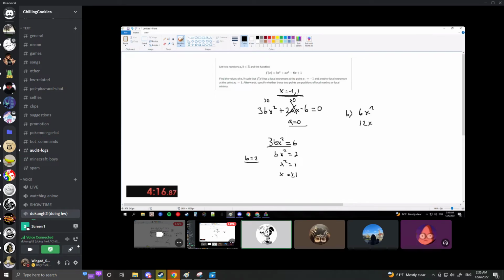If you plug in positive or -1, if you plug in -1 for x, the second derivative will be negative, which means it's concave down. If you plug in +1 for x, the second derivative will be positive, concave up. So this one corresponds to concave up, meaning it's a min. And this one corresponds to concave down, because it makes the second derivative negative, meaning it's a max.